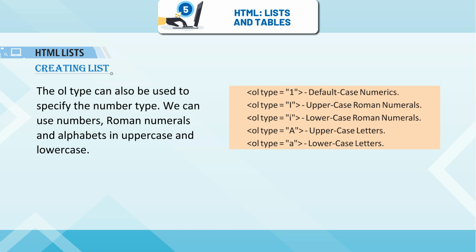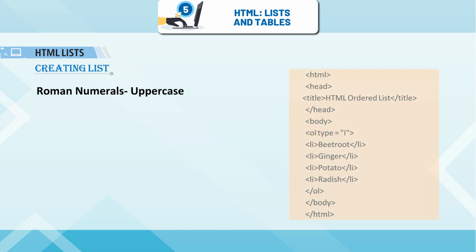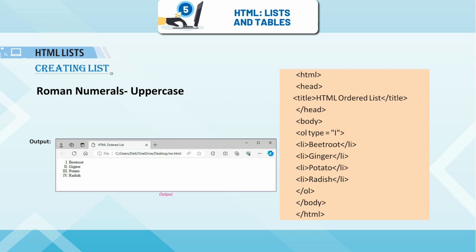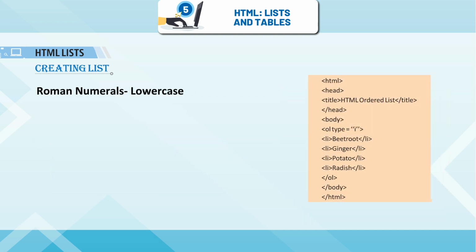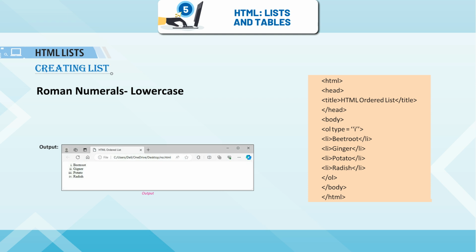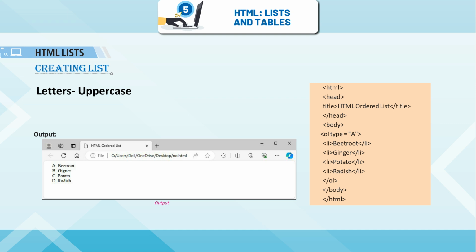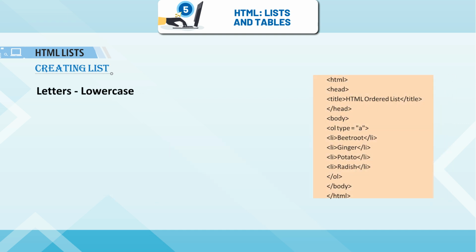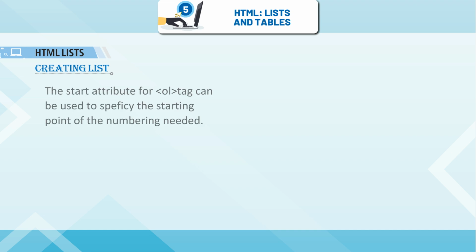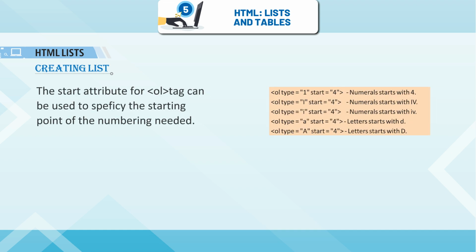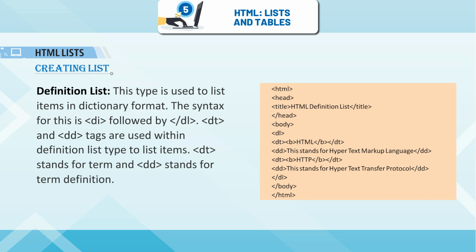We can use numbers, Roman numerals, and alphabets in uppercase and lowercase. Roman numerals uppercase. Output. Roman numerals lowercase. Output. Letters uppercase. Output. Letters lowercase. Output. The start attribute for the OL tag can be used to specify the starting point of the numbering needed.